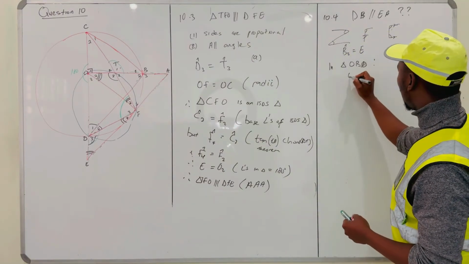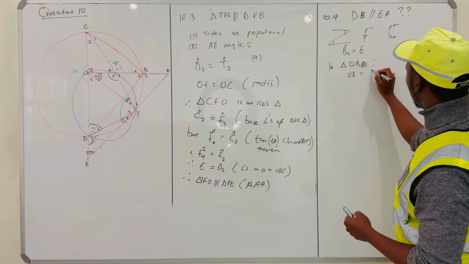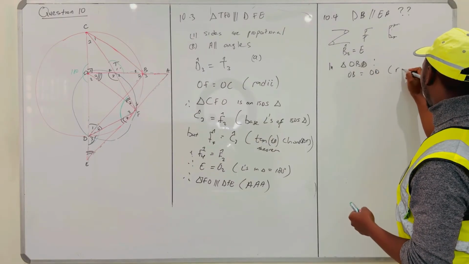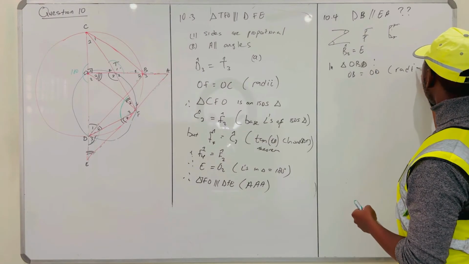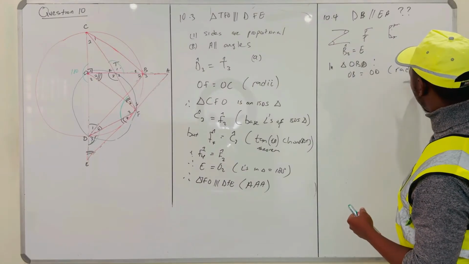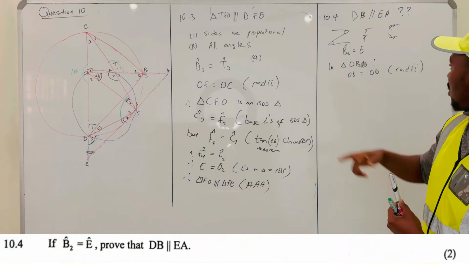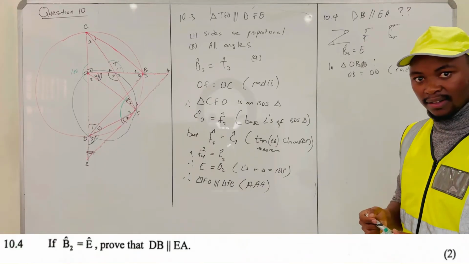We can say that OB is equal to OD. These are radii. That makes OBD an isosceles triangle.